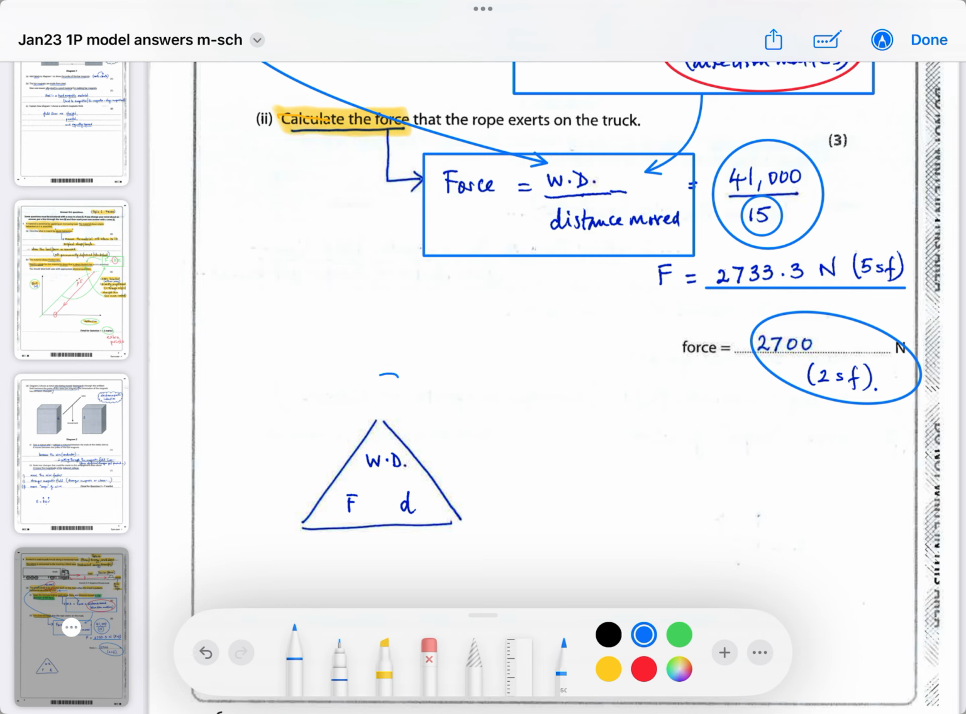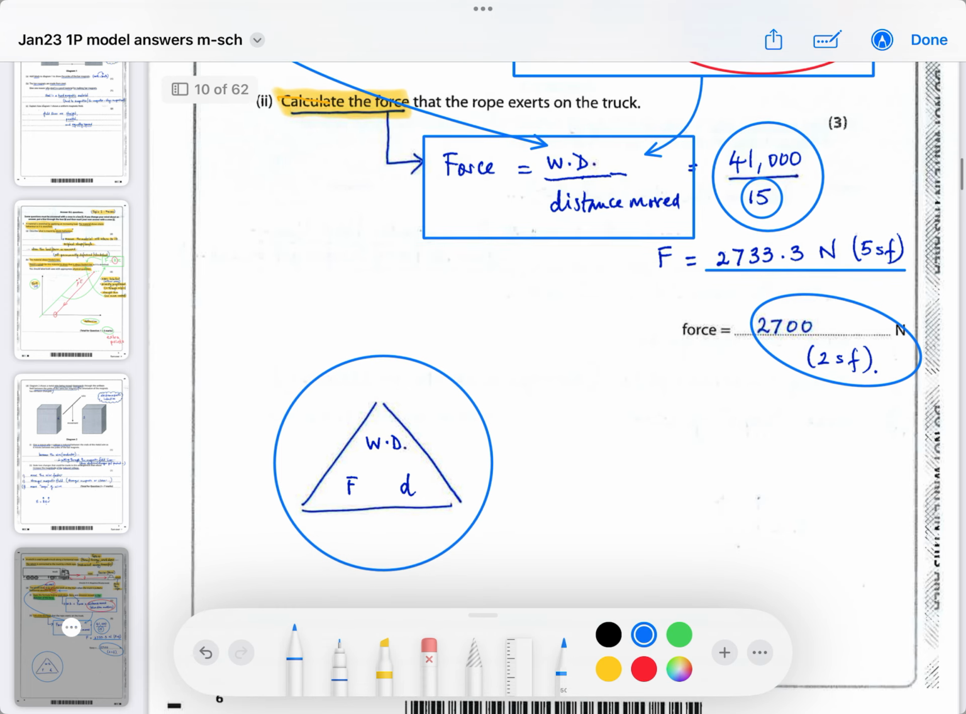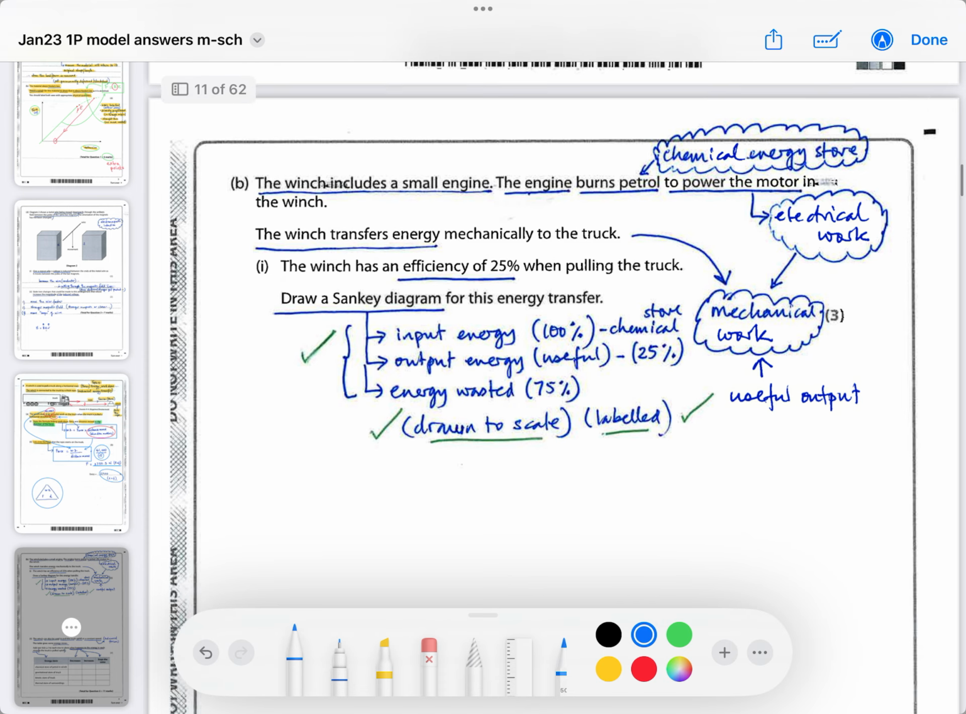If you don't know how to change the subject of a formula round, you'll have to remember the triangles. Okay? Although they give you these equations on the more complete equation list that I've shown you, you need to know how to change the subject of the equation. They will not give you triangles.